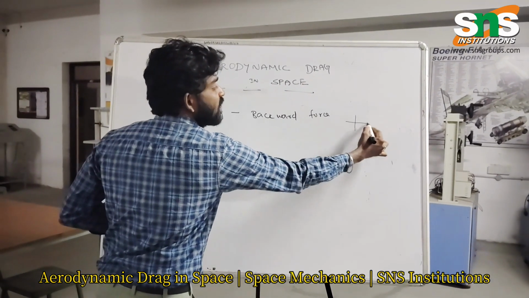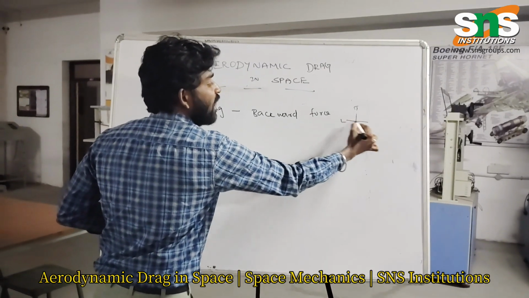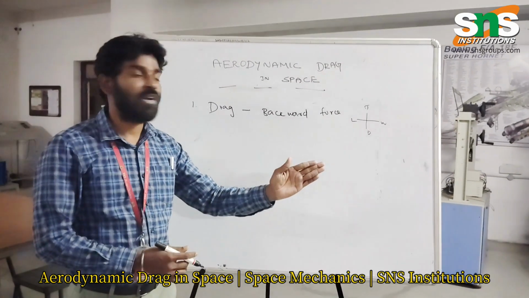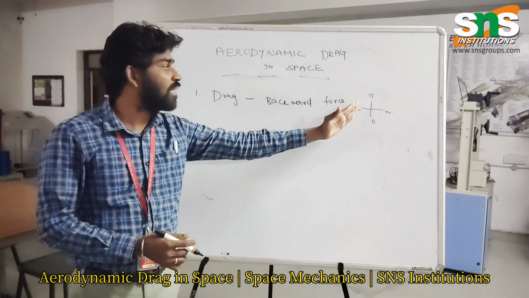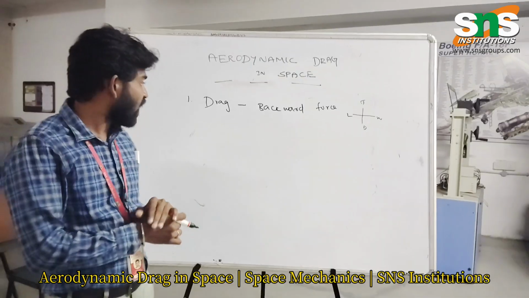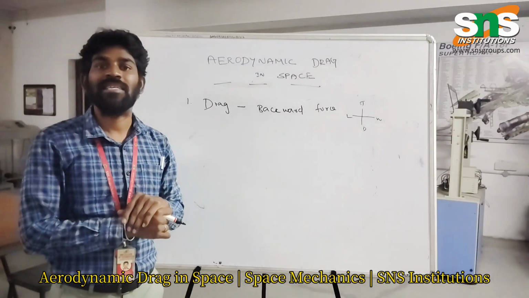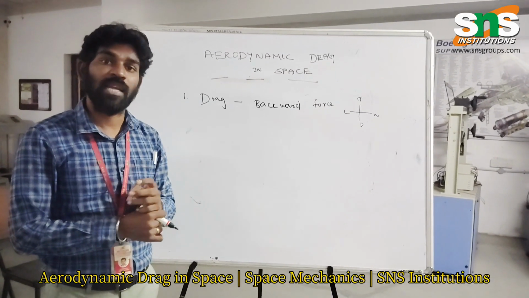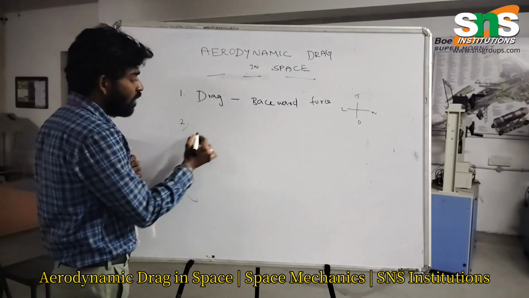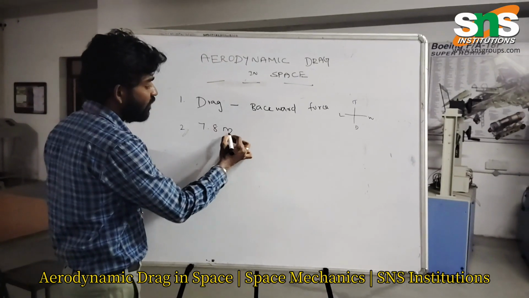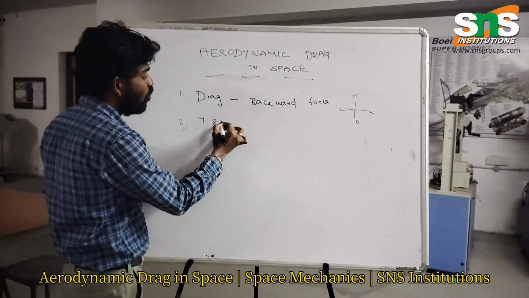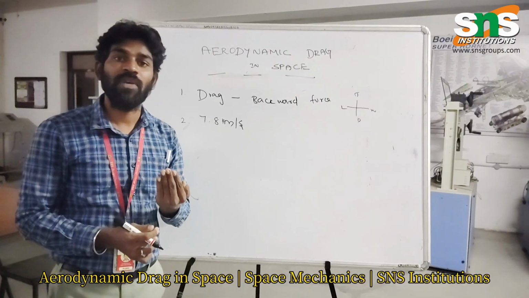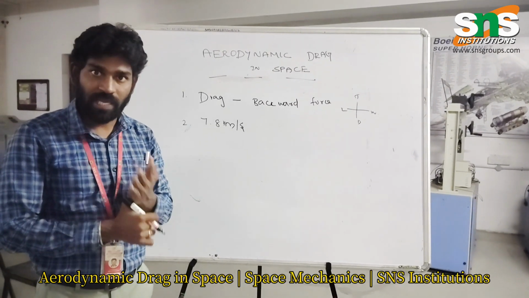The four types of forces are thrust, drag, lift and weight, and these are balanced: thrust is equivalent to drag and lift is equivalent to weight. Fine. Now, how does drag play a role in the space environment? Any object moving at 7.8 kilometers per second will be affected by the atmospheric conditions.